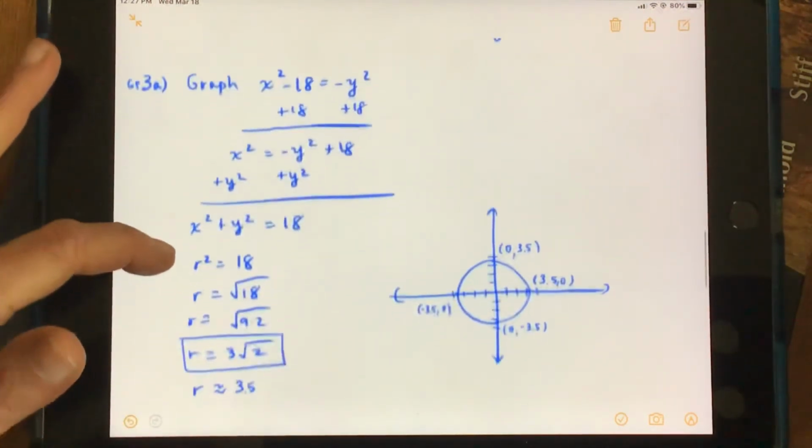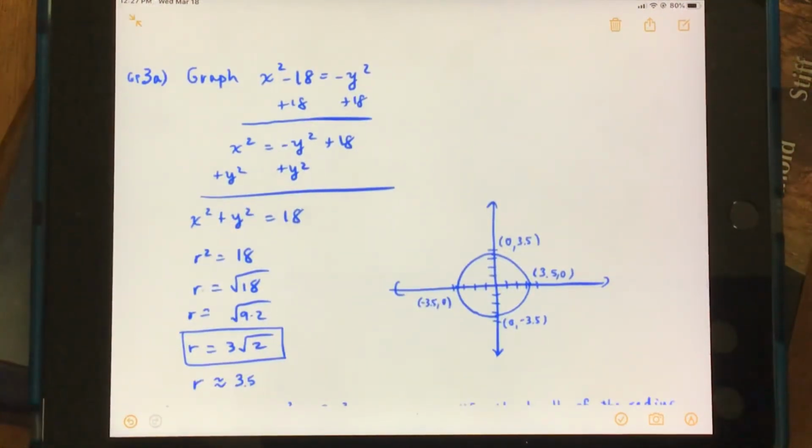Guided practice 3a, we're going to graph x squared minus 18 equals negative y squared. Again, first we will get into standard form of our circle equation by adding 18 to both sides, and then adding y squared to both sides. We can do that in 1 step if we want. I chose to do it in 2. And our equation for our circle is x squared plus y squared equals 18. Just like before, that number 18 does represent r squared, so r squared is equal to 18.